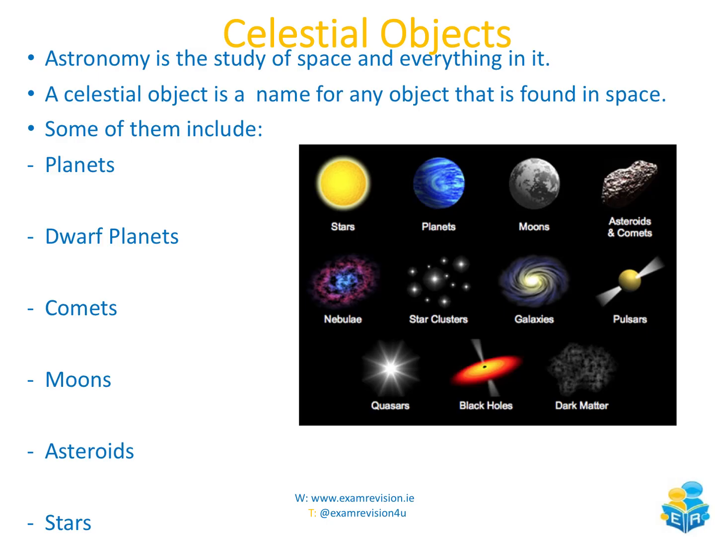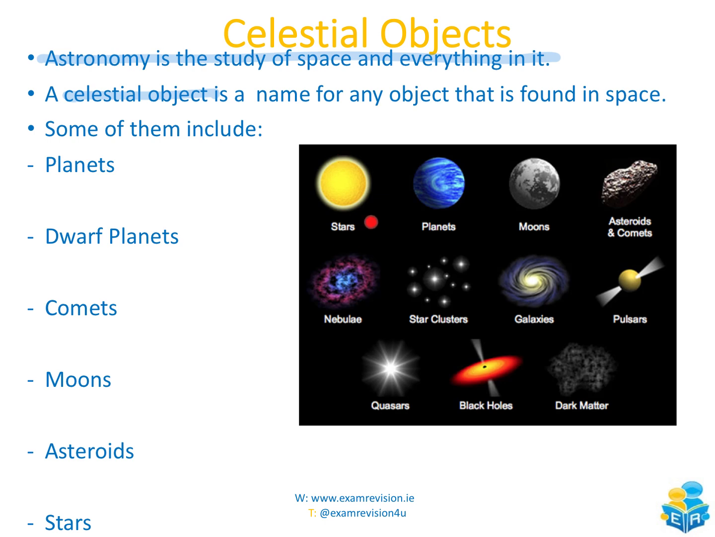So we're going to start off today with the celestial objects and the study of astronomy. When we mention astronomy, we're talking about the study of space and everything inside it. Within astronomy, part of this study of space will involve the study of celestial objects. A celestial object is just a name for any object that can be found in space. And there's lots of these.